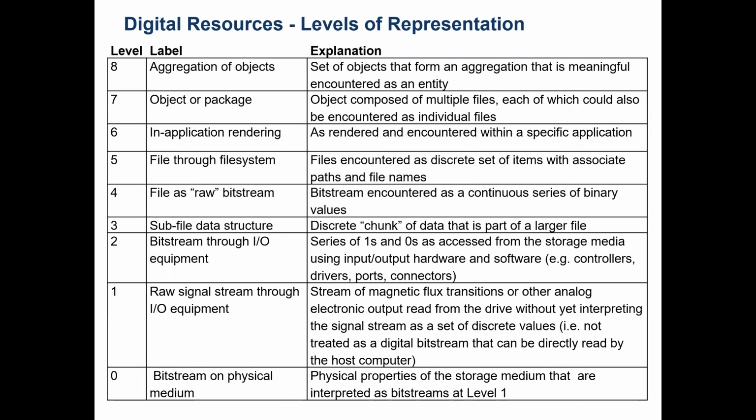There's also then the raw signal stream through the input-output equipment. So that's before the equipment involved even interprets it as ones and zeros. There are physical analog properties that are floating through the air or through wires that we have to be thinking about. And then ultimately there's the bit stream on a physical medium.